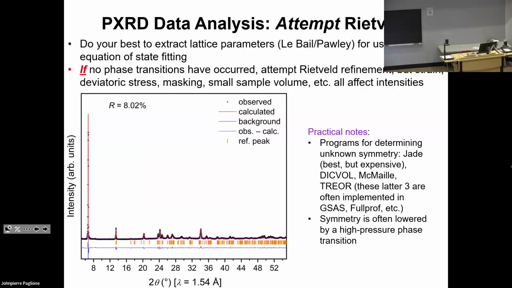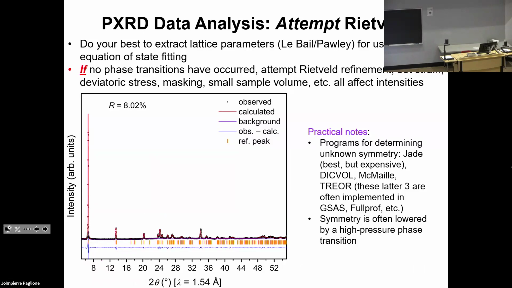Okay, so if everything goes right, you can definitely try to extract your lattice parameters, so essentially doing Le Bail or Pawley refinement. And then if everything is perfect, maybe try Rietveld. But just be careful because, again, Rietveld is dependent on intensities, and there are all of these things that can be affecting the intensities, so don't overfit.